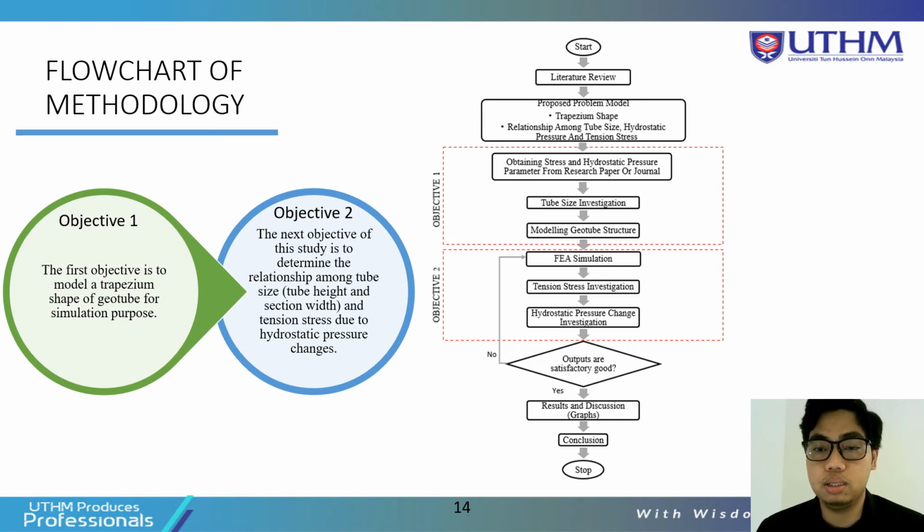So as we can see in the figure, it is a flowchart. We start with the literature review, then go to propose the problem model, which is the trapezium shape, and study the relationship among tube size, hydrostatic pressure, and tension stress. Then we have to obtain the stress and hydrostatic pressure parameters from research papers or journals. Next, we go to the tube size investigation.